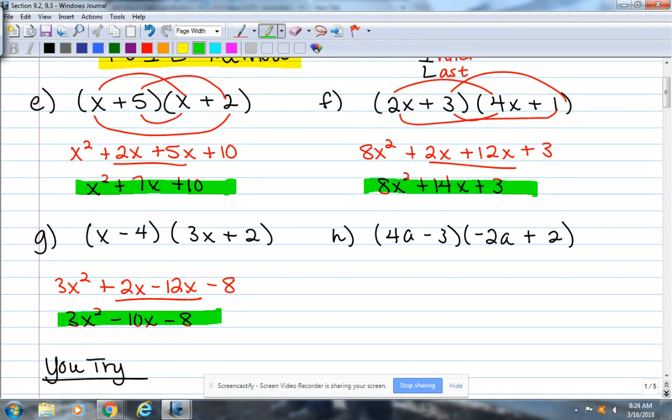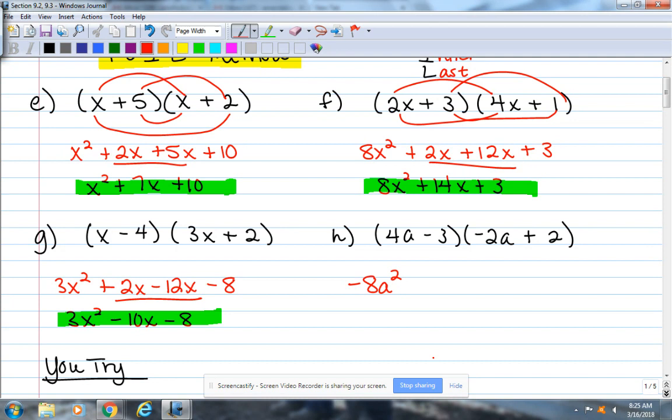All right, let's do one more. Then you guys are going to try some on your own. What do we multiply first? That's an A, by the way. It looks terrible. It's an A. 4a times negative 2a. So what is 4a times negative 2a? Negative 8. Negative 8a squared.